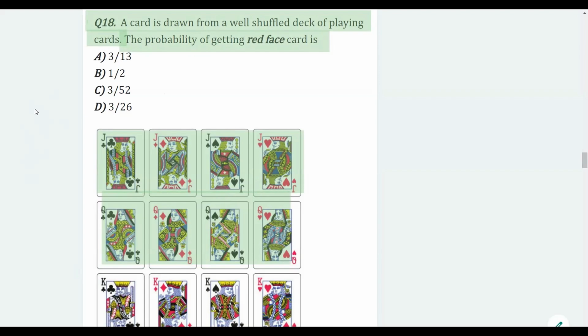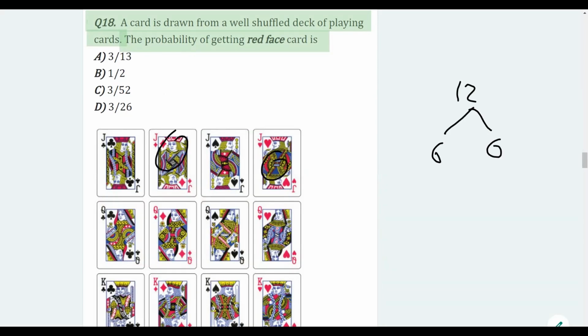And as you know, out of these 12 face cards, 6 of them are red and 6 are black. You can even figure out from here: 1, 2, 3, 4, 5, 6. So there are 6 cards, right? We have to get the probability. So the number of favorable outcomes is 6, from a deck, and the deck comprises 52 cards. If I reduce by 2, this is 3 and this is 26. So it's going to be 3 over 26. That is, option D is correct.